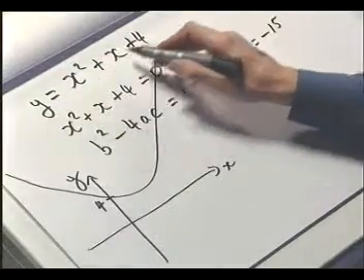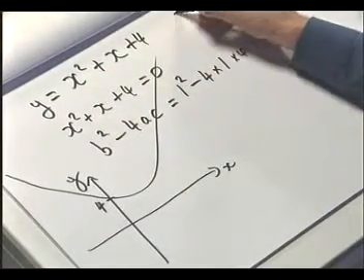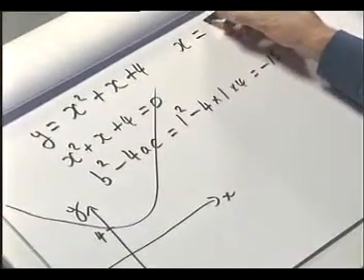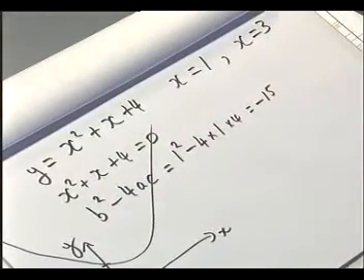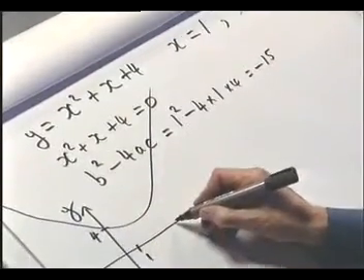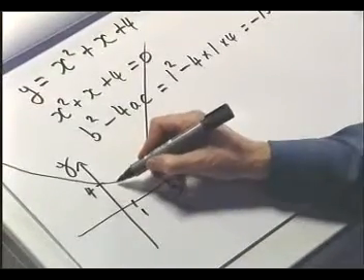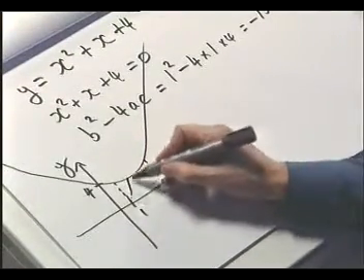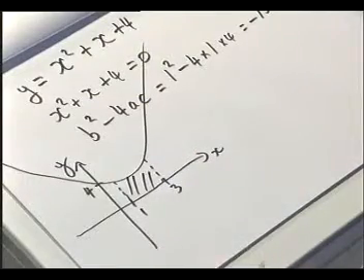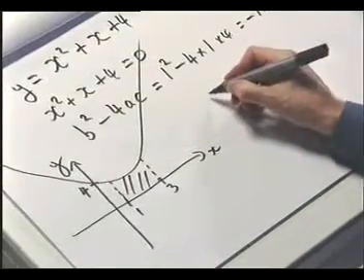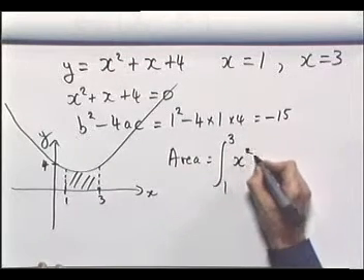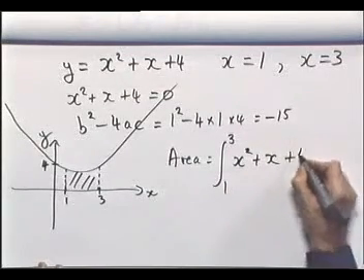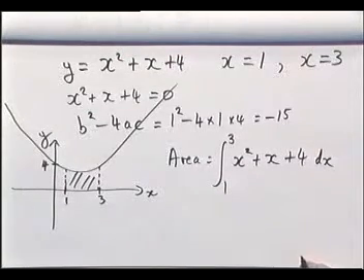So we want the area between this curve, the x-axis, and the ordinates x equals 1 and x equals 3. X equals 1, let's say, is there. x equals 3, let's say, is there. That's the area that we're after. No real problems with that area. So let's do the calculation. The area is equal to the integral between 1 and 3 of x squared plus x plus 4 with respect to x.